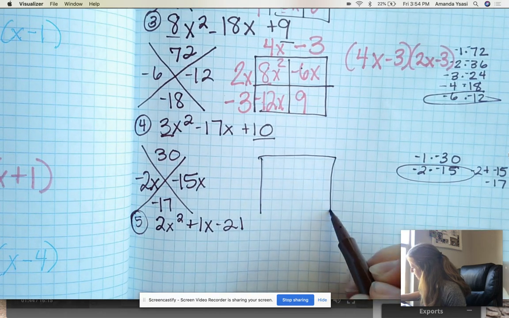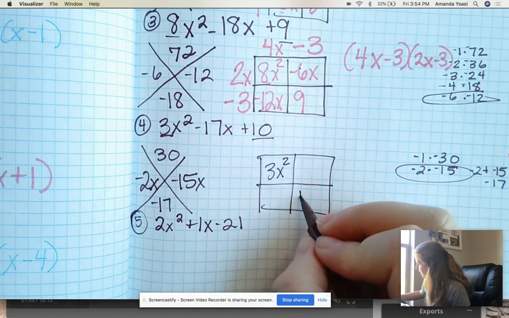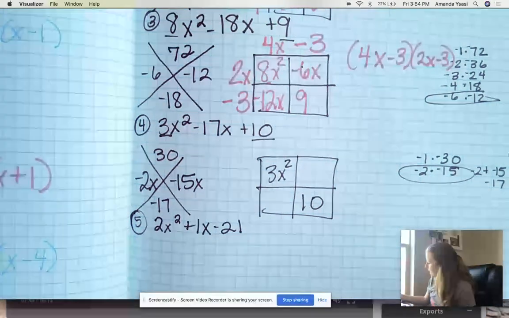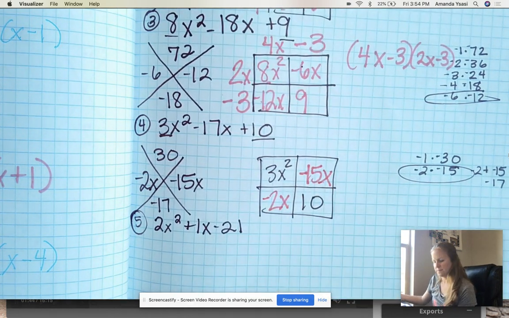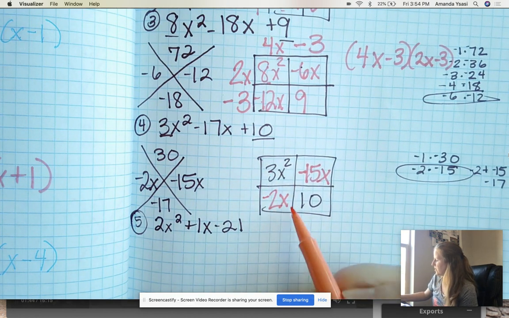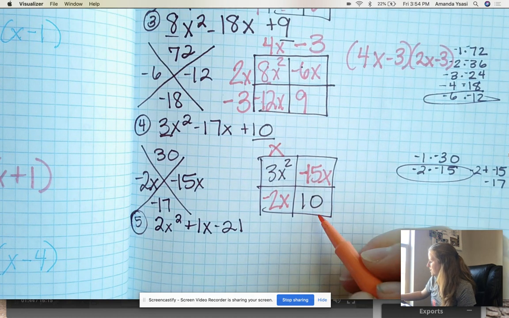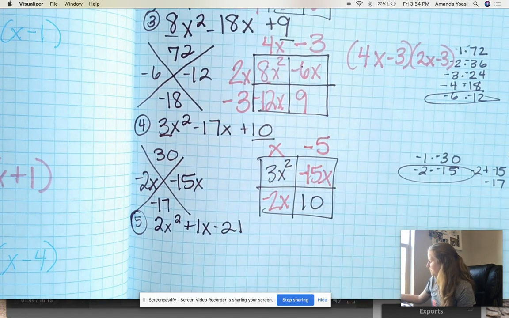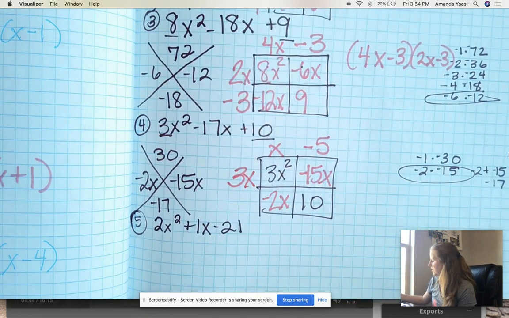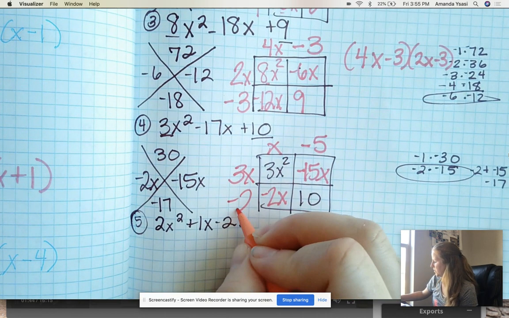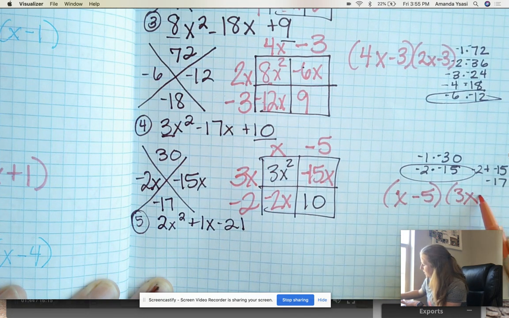Okay, and then our box. We have 3x squared. We have a 10 here. And then negative 2x and negative 15x. Okay, so let's factor this column. The only thing they have in common is the x. Here, negative 15x and 10 would be negative 5. And then here, 3x squared and 15x have 3x in common. Then negative 2x and 10 would be negative 2. So our factors are x minus 5 and 3x minus 2.